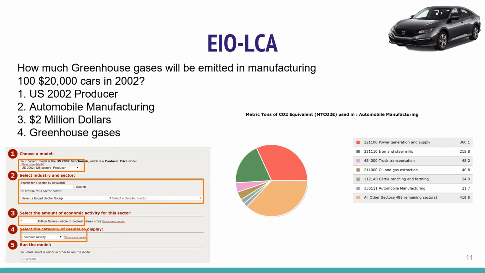So, like mentioned before, using the answers displayed 1 through 4, we would input those into the 4 different sections of the Carnegie Mellon's model. And a result that you would get is similar to the one over to the right. So this is the metric tons of CO2 equivalent used in automobile manufacturing. So we can see that the most CO2 would be emitted from the power generation and supply of building these 100 Honda Civics.